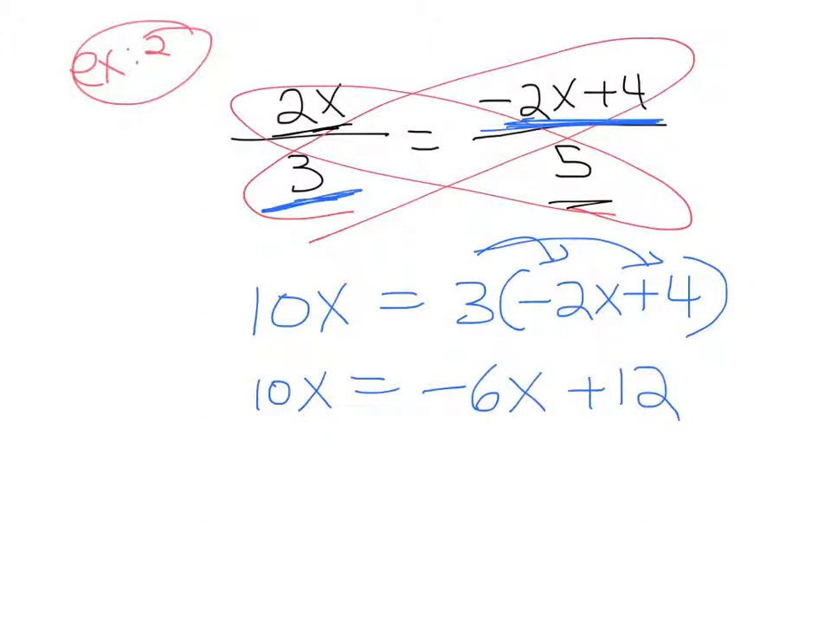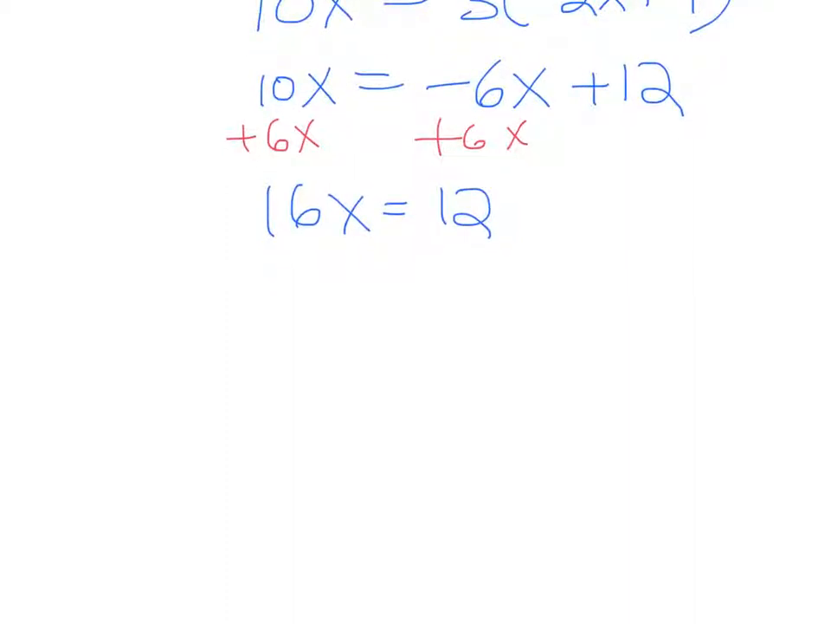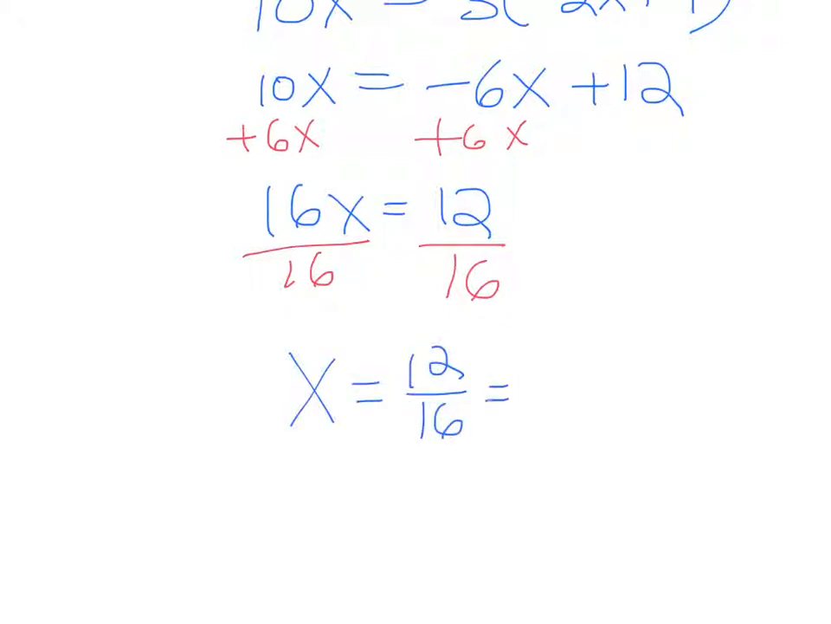Then I'm going to add 6x to both sides to try to get the variables on one side. I get 16x equals 12. All right, and to get the coefficient to be 1, I'm going to divide both sides by 16, and I get x equals 12 over 16, which I can reduce to be 3 over 4. And that's my final answer.